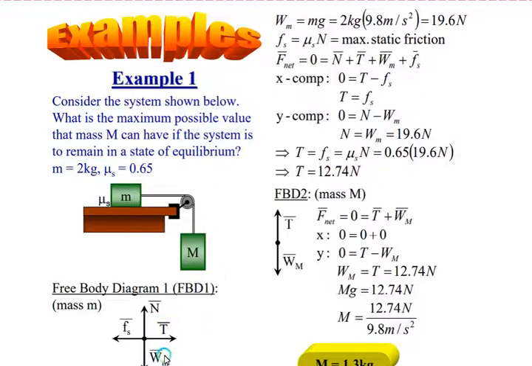So for the vertical, the only ones acting here are your normal force and your weight. So your normal force is equal to your weight, since we equate it to 0. So we have the value of our weight, which is 19.6. So we substitute 19.6 for the normal force, and we come up with the answer that T is equal to 12.74 Newton.